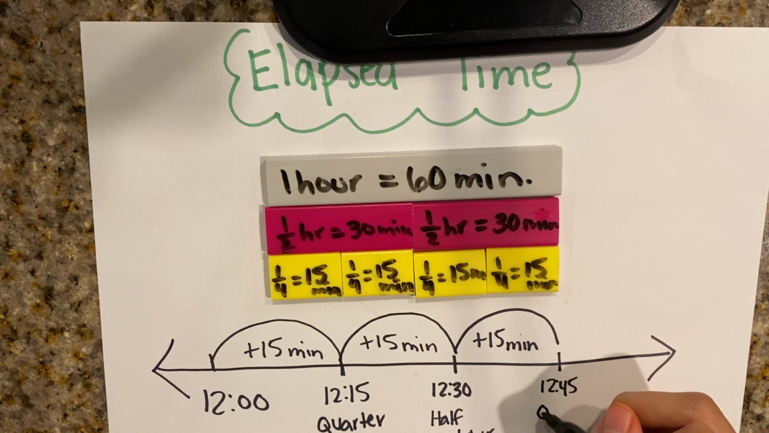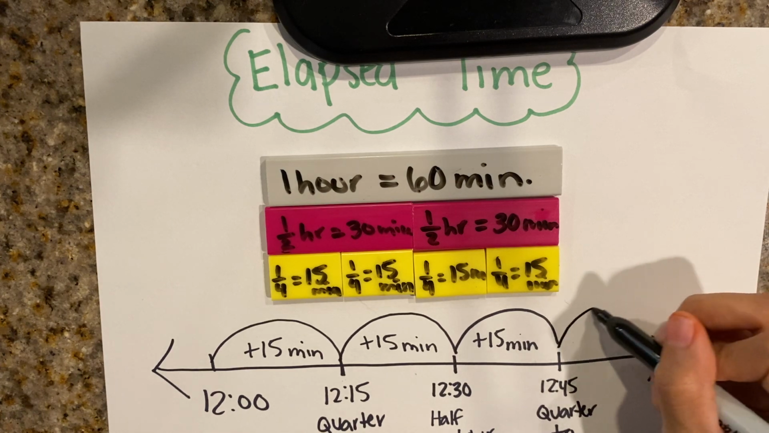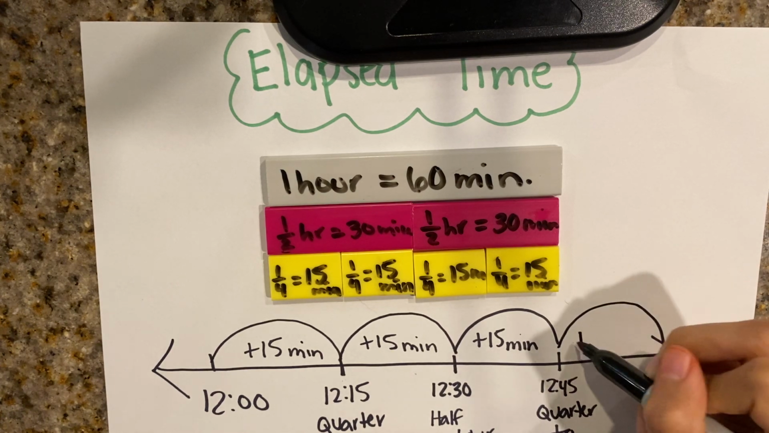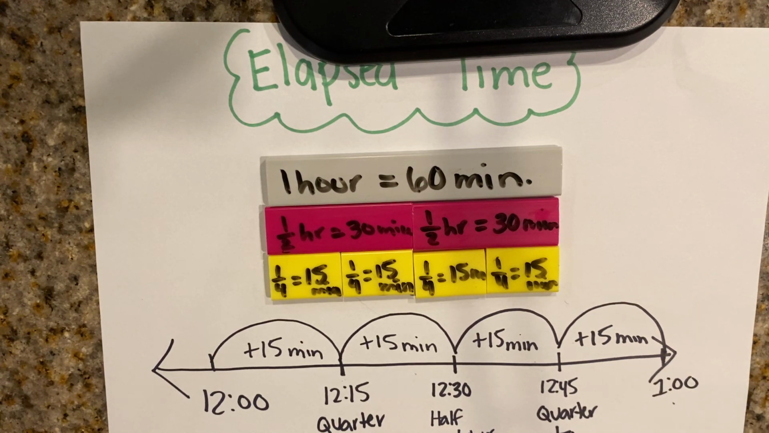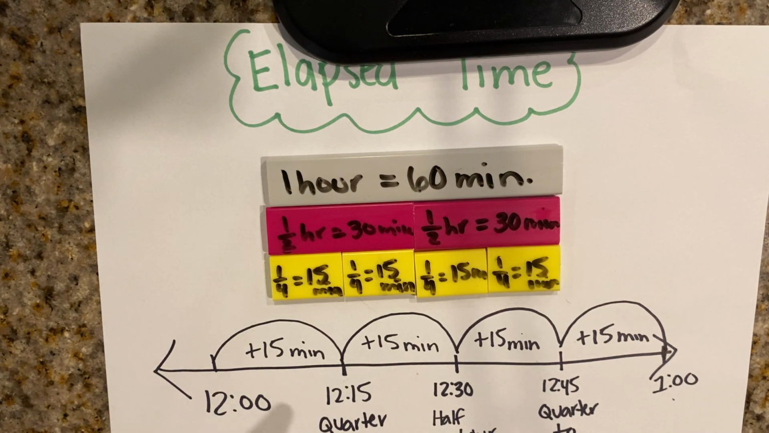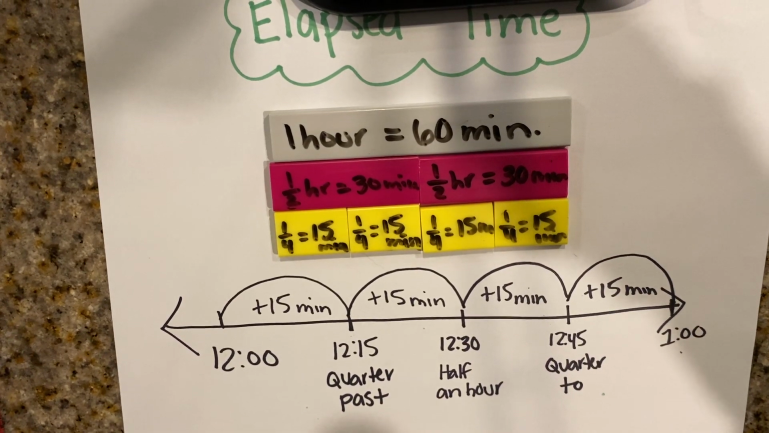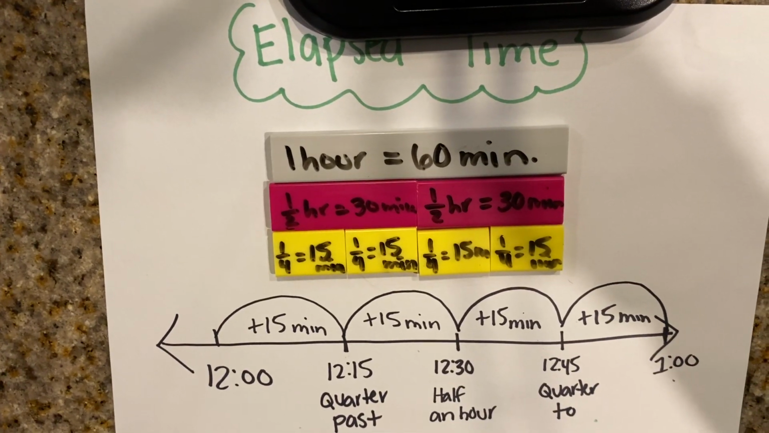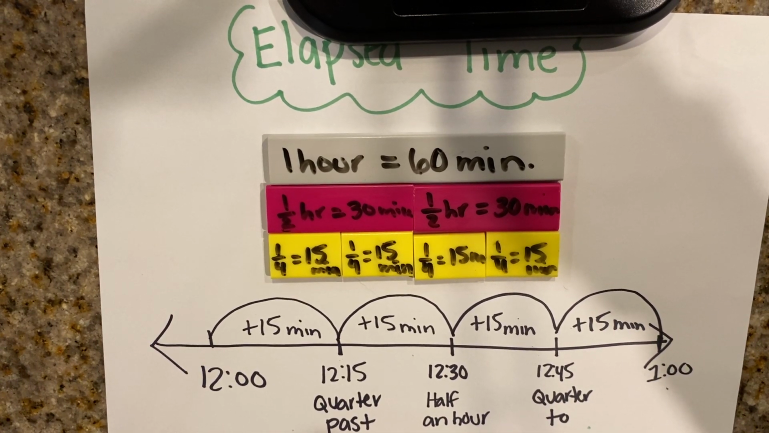And we say 1/4 to the next hour. And if I add another 15 minutes, I am now at 1 o'clock. So a couple of things we should remember. Again, 1/4 past, half an hour, 1/4 to, and then you're there. So that's just something very quick we should know when we're dealing with time.